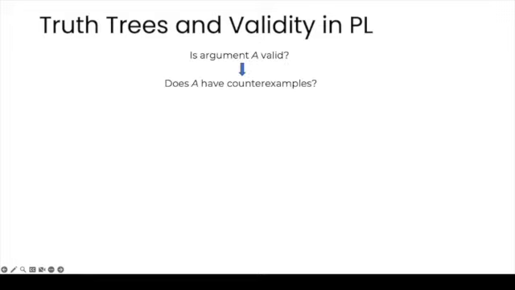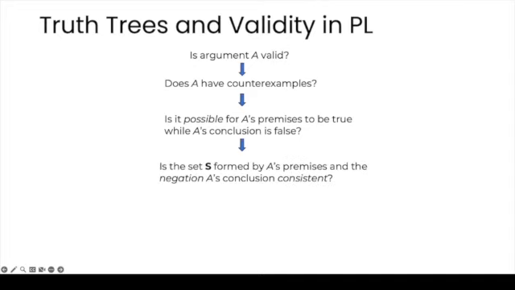So basically, we're testing the validity of an argument by asking whether it has counterexamples. Moreover, the question of whether an argument has counterexamples is answered by finding out whether it is possible for all of the argument's premises to be true while the conclusion is false. But for truth trees to be useful, we must formulate our question in terms of consistency. So the question becomes whether the set formed by the argument's premises and the negation of its conclusion is consistent.